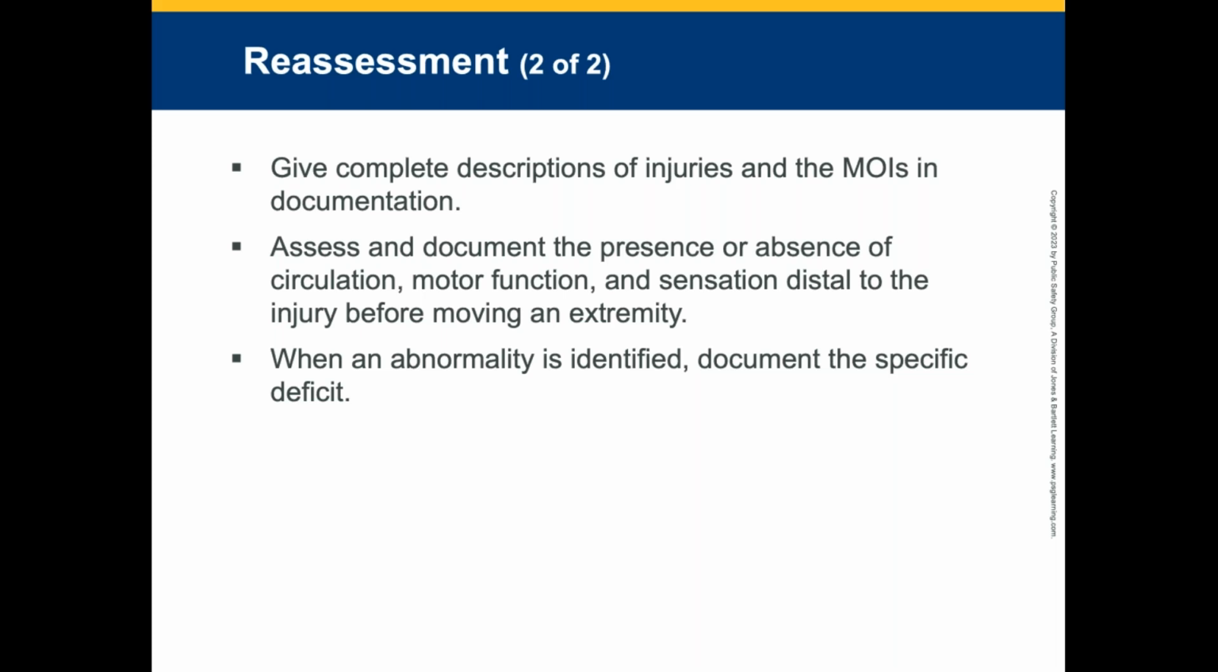So when the abnormality is identified, document specific deficit. Do they have good sensation but no motor function? Were pulses weak? Were they thready down in the foot? Again, document in detail of what you're seeing, what you're palpating, what you're doing.